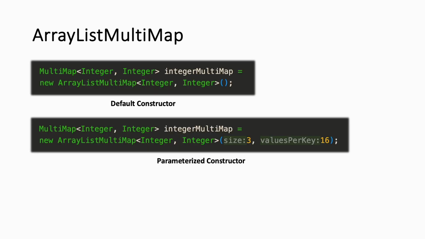As shown in the diagram below, ArrayListMultiMap provides us with two kinds of constructors, a default constructor and a parameterized constructor. The default constructor is an easy way to create an instance of the ArrayListMultiMap. The parameterized constructor allows us to specify the size of the multimap and the values which should be associated with each key.